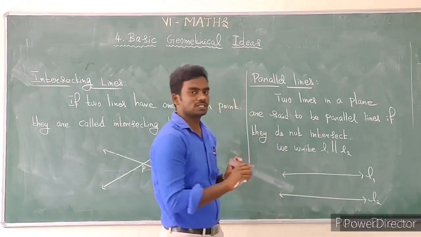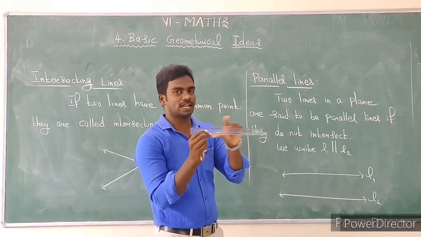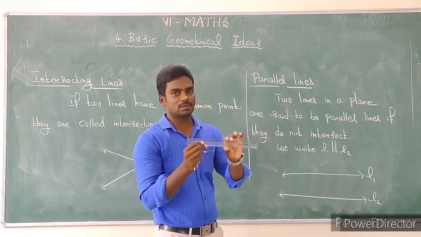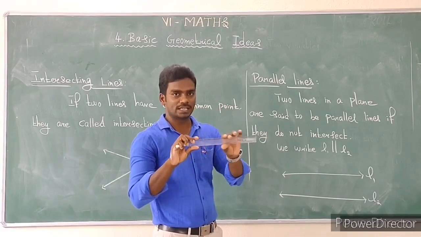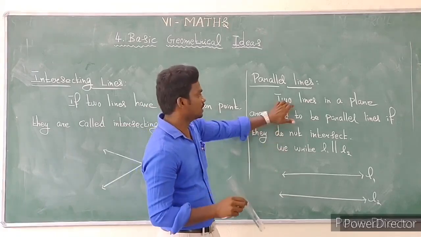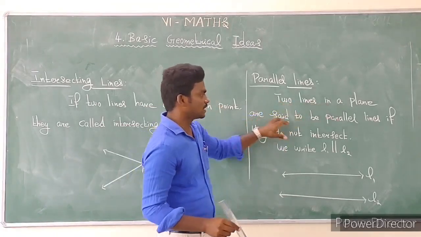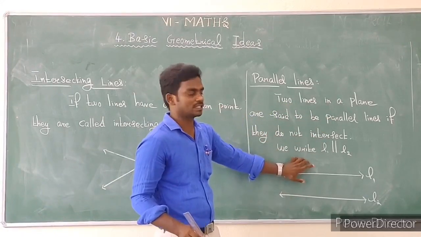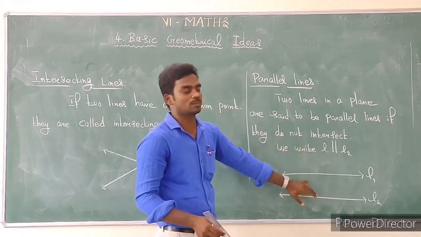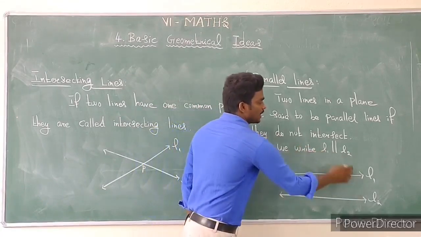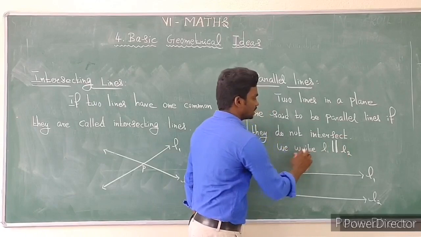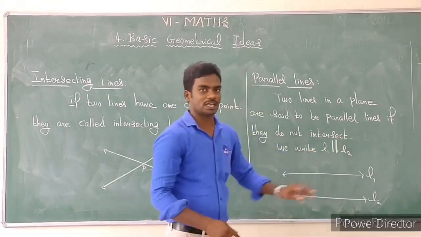The concept is rulers. We can choose the top line as line L1 and the bottom line as line L2. So the ruler is the example for parallel lines. Two lines in a plane are said to be parallel if they do not intersect, that means they do not meet at any one point. So we write L1 is parallel to L2. This symbol represents parallel.